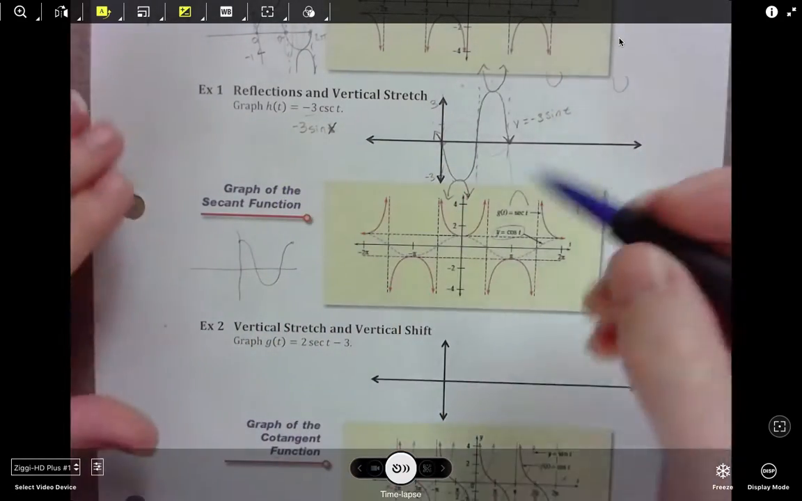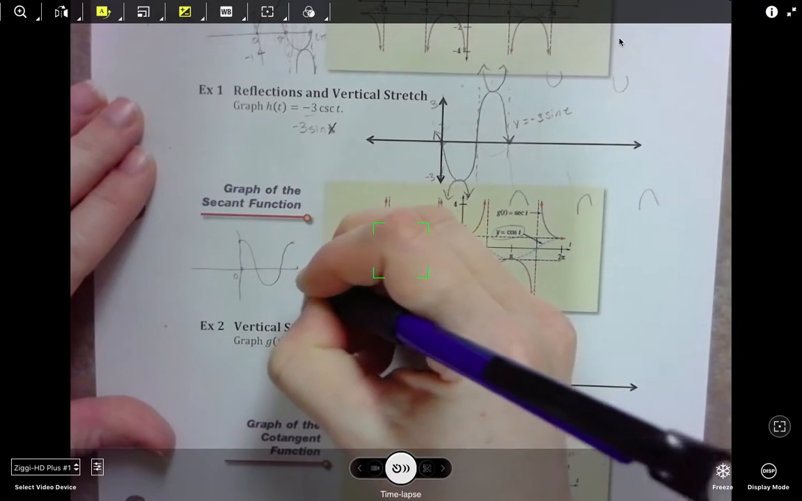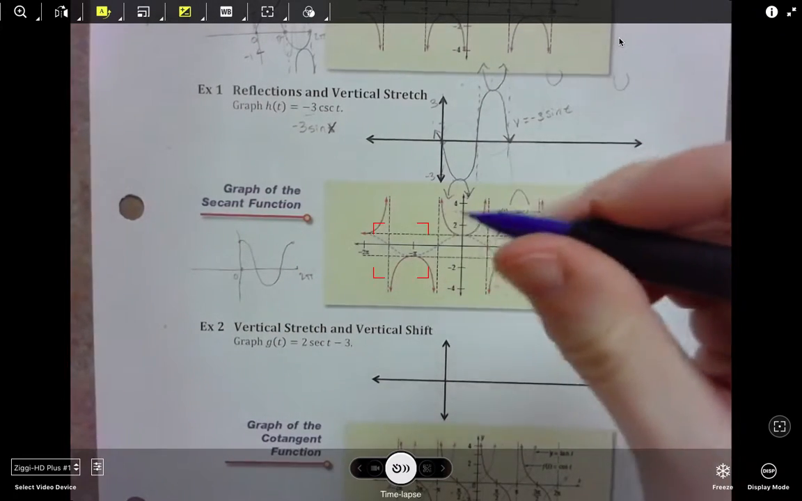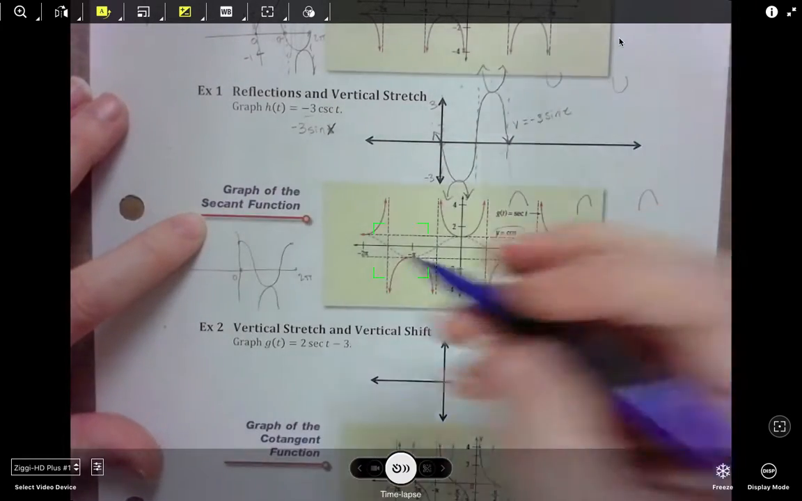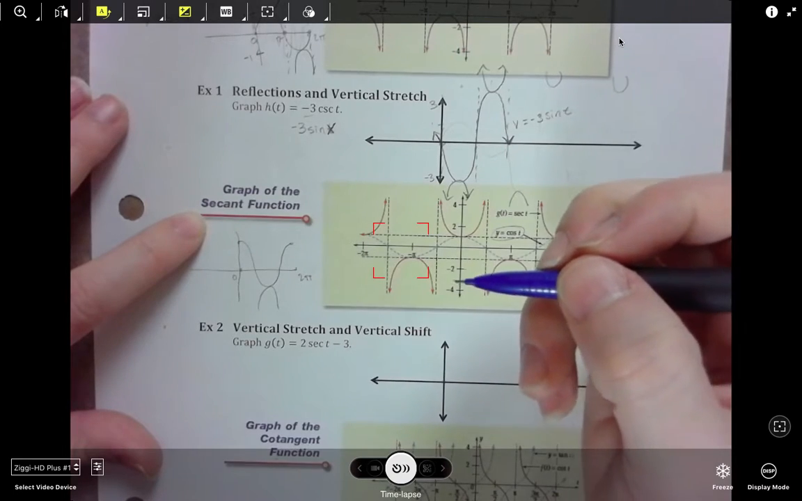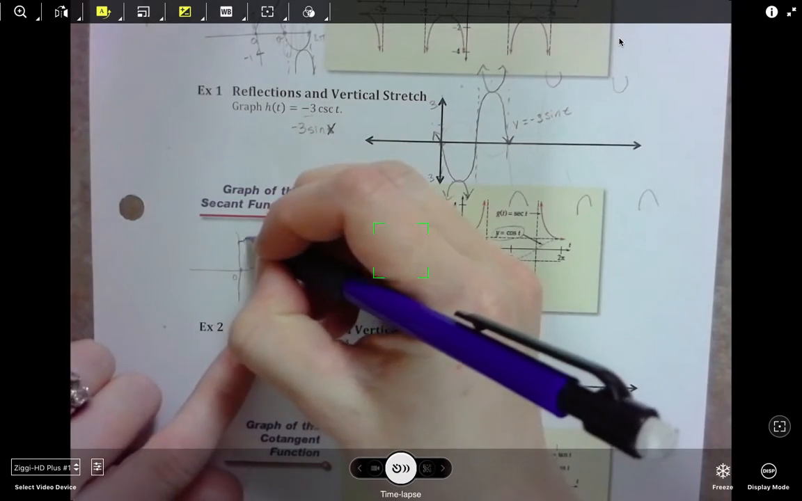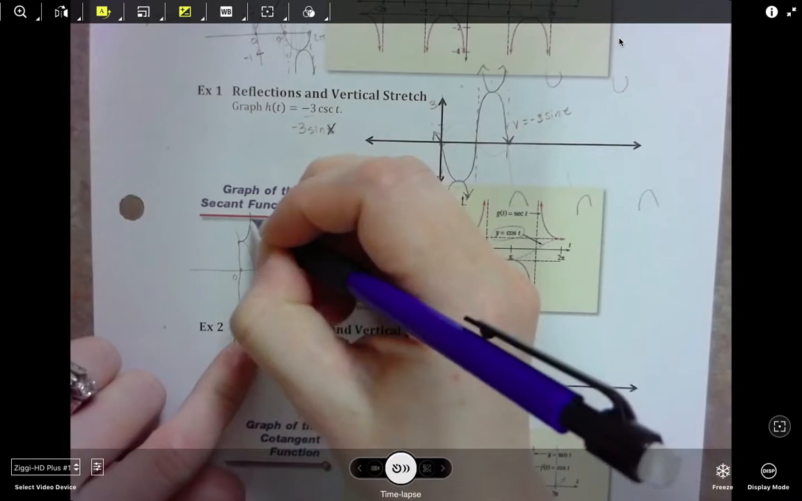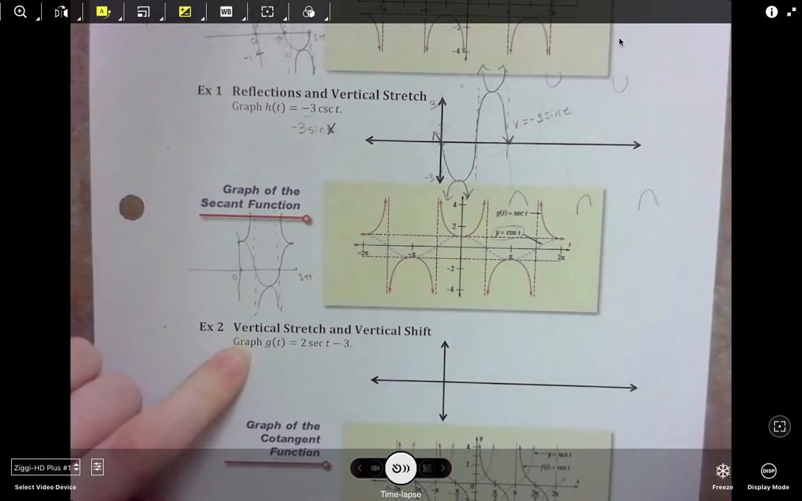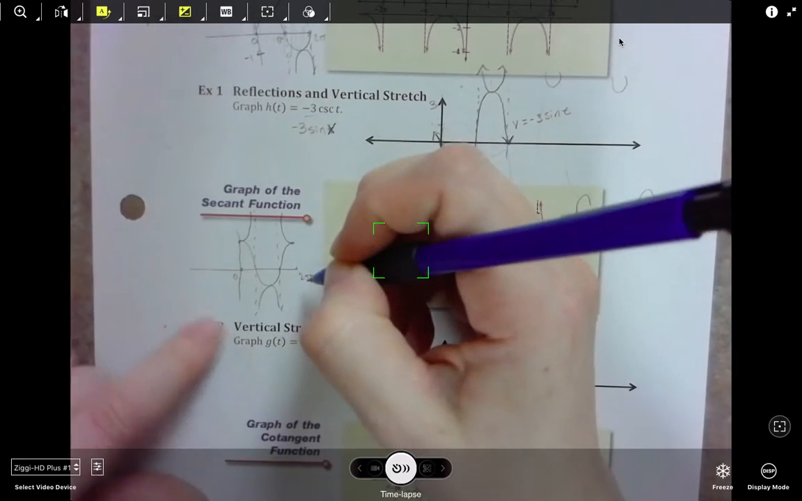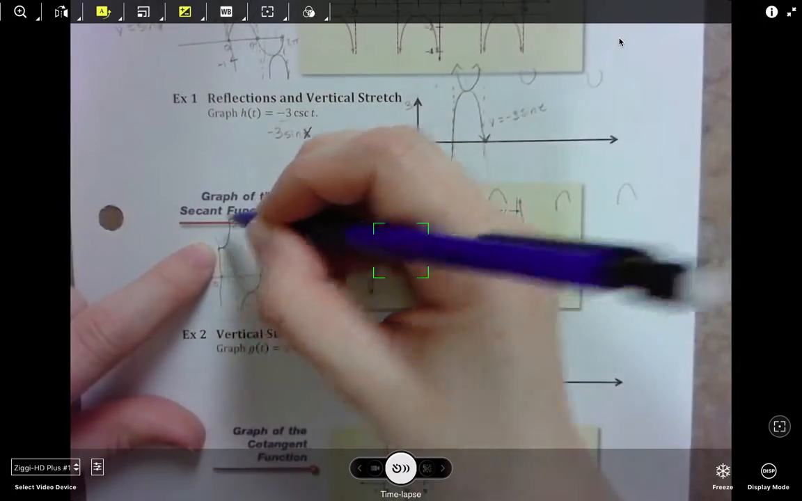Now, this is one full period of cosine. Here's 0 and here's 2 pi. The secant function would be little parabolas that branch off of this. Since it's like half of a parabola here and half of a parabola here, we're just going to draw half parabolas. And its vertical asymptotes would be here and here. It kind of looks weird when we end on a hill, because it'll only be half of a parabola there.